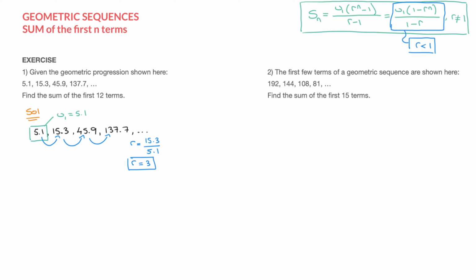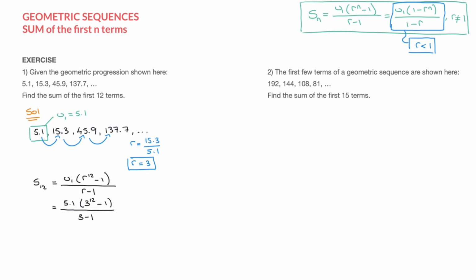And I can write that the sum of the first 12 terms, so S sub 12, is equal to the first term, U1, times in parentheses R raised to the power of 12 minus 1, and all of that's written over R minus 1. Now replacing U1 by 5.1 and the R's that we see here by 3, this turns into 5.1 times in parentheses 3 raised to the power of 12, I take 1 away from that, and all of that's divided by 3 minus 1.